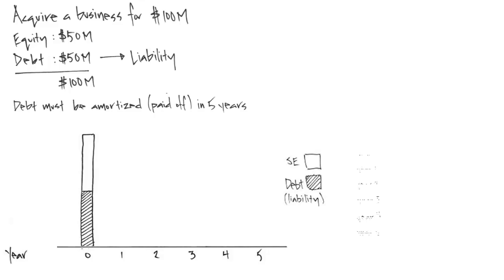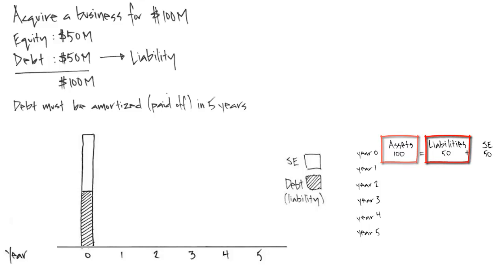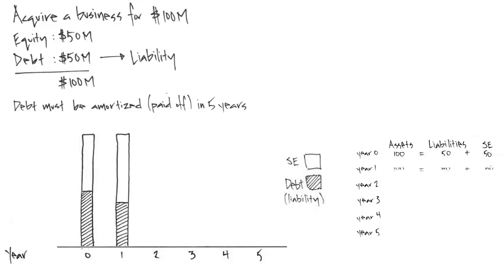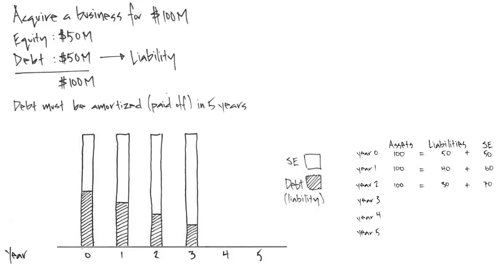So what does the accounting equation look like as you pay down debt? Starting out, you have assets equal to $100 million, liabilities equal to 50, and stockholders' equity also equal to 50. But as you pay down debt, stockholders' equity increases, which, as an aside, is pretty much how an LBO model works.